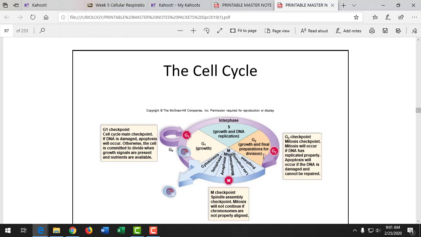Then if that cell needs to divide, there are triggers for it to begin to enter the division stage where it's going to divide and make a new cell. And that dividing phase is the light blue portion of this pie chart, and that's mitosis. So that's why it says M. So we can take the cell cycle and break it up into 4 parts.